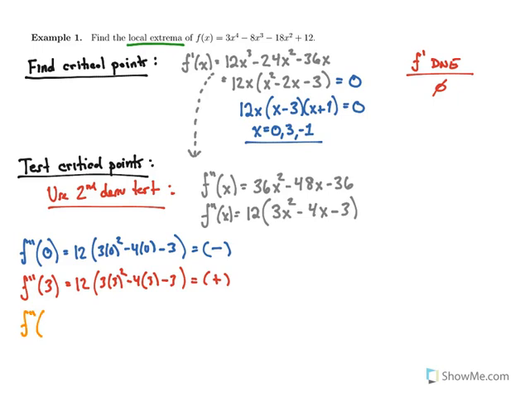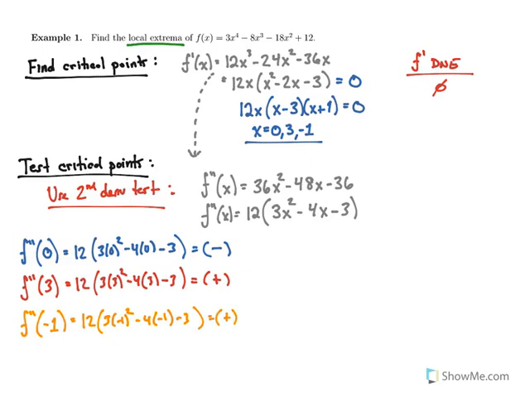And finally, f double prime of negative 1. 3 times negative 1 squared minus 4 times negative 1 minus 3. It's going to be 3 plus 4, 7 minus 3 is 4. It's going to be positive as well.